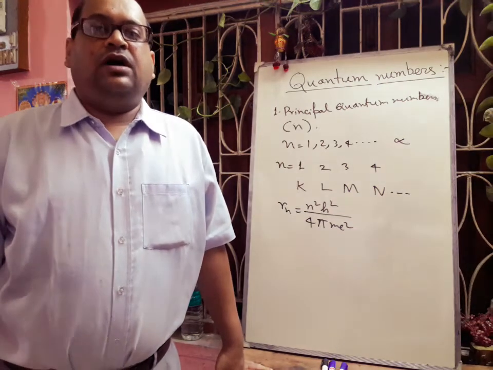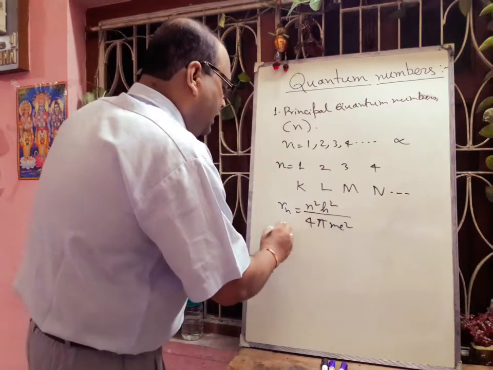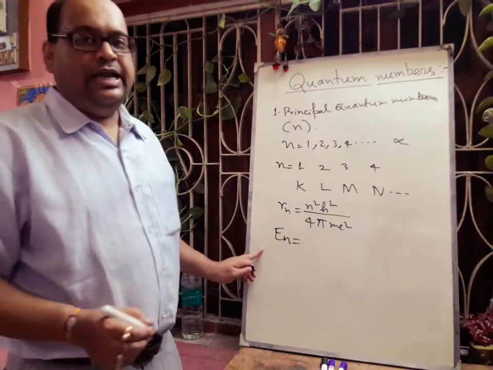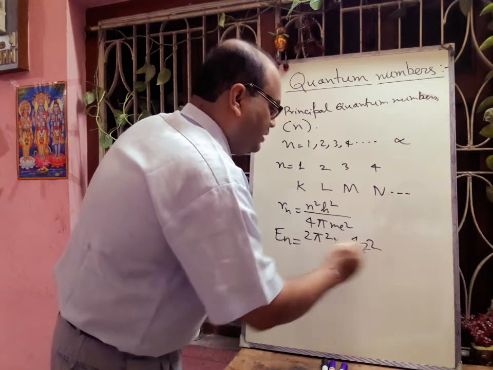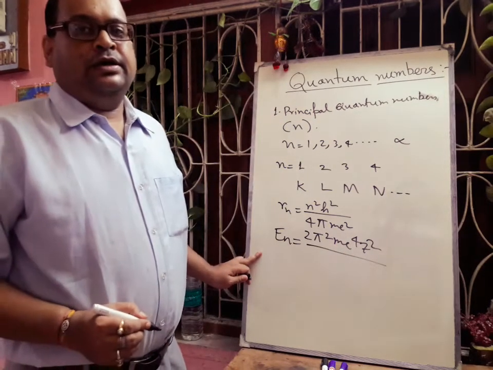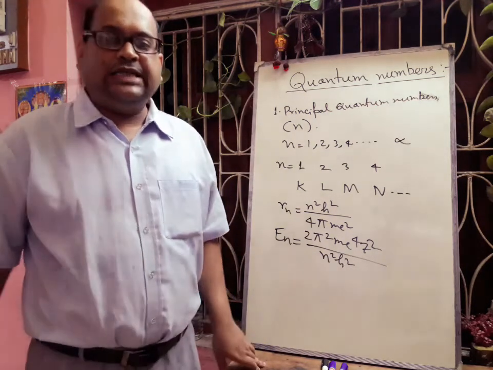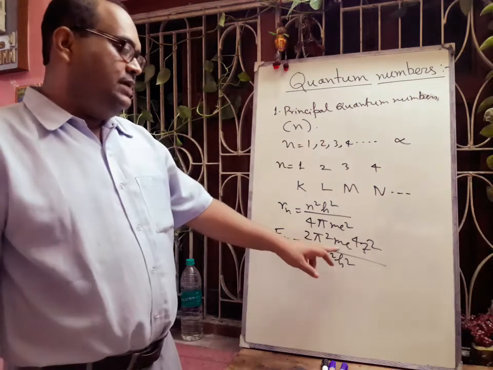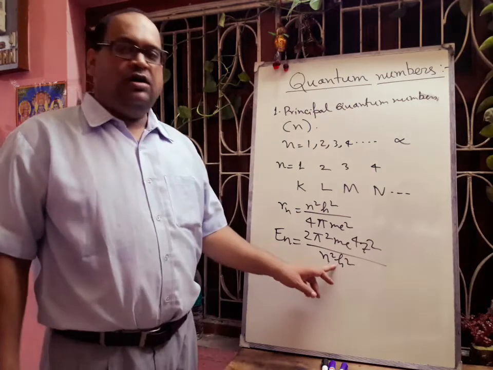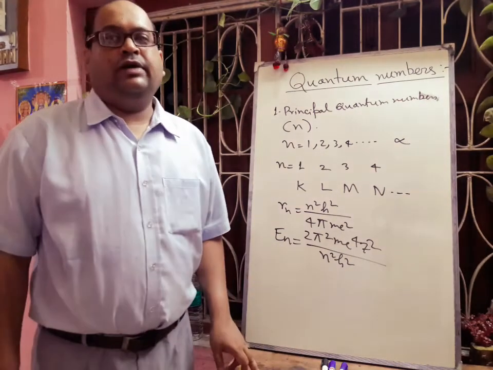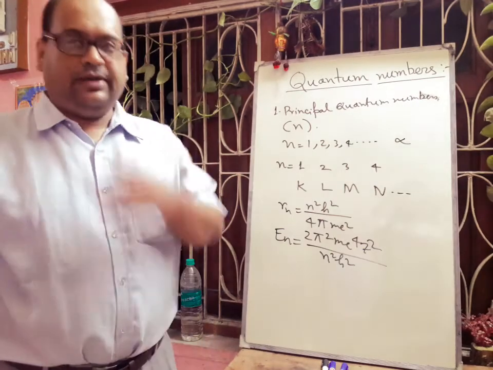For hydrogen like particles, it is given by the formula. We know that the energy formula is generally denoted by En, that is 2 pi square m e to the power 4 z square divided by n square h square, where z is the atomic number, m is the mass of electron, e is the charge of electron, h is called Planck constant, and n, we know, is the principal quantum number.